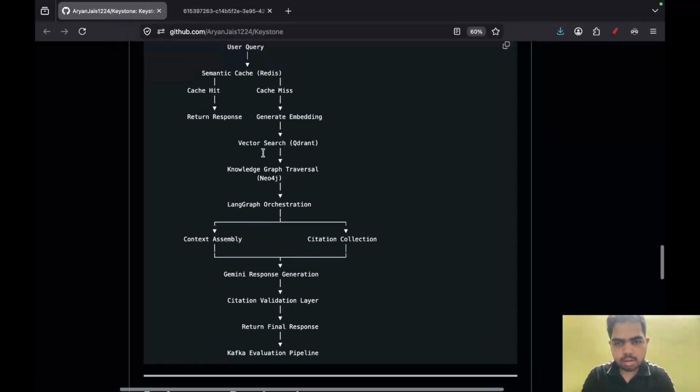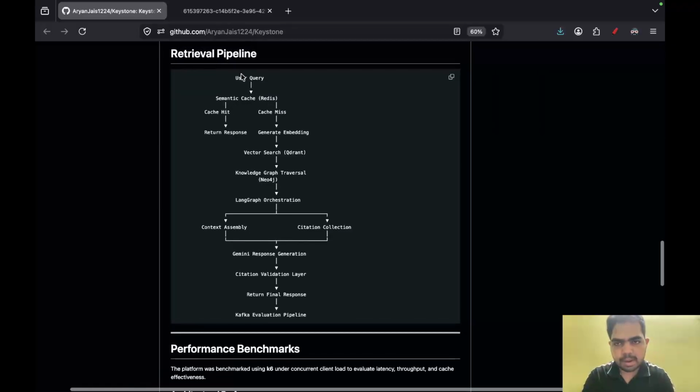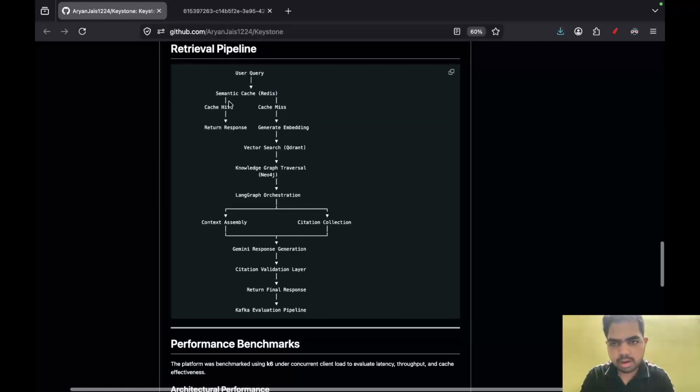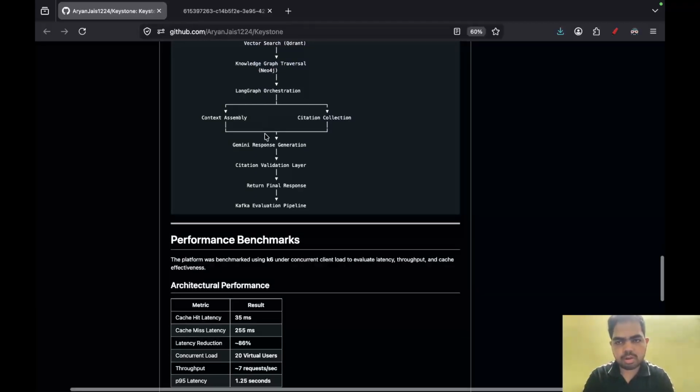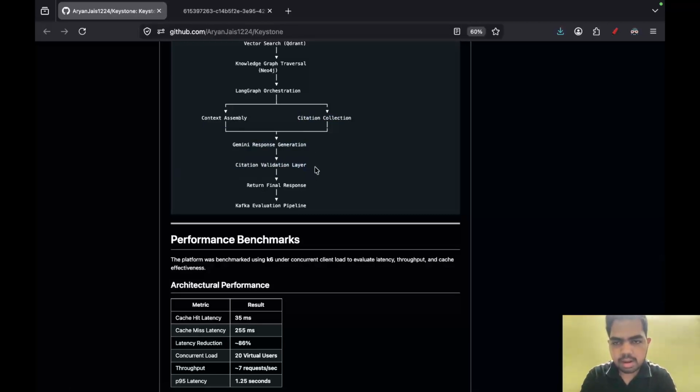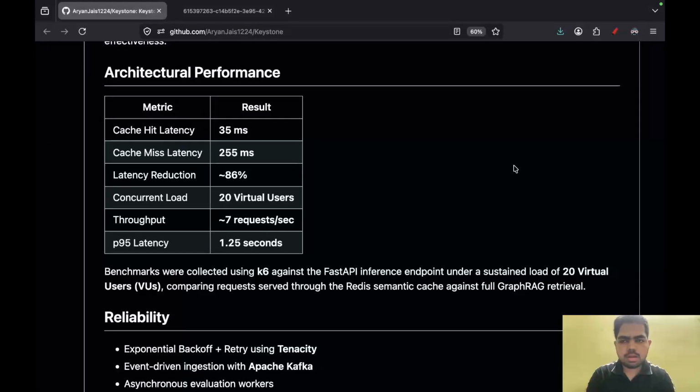This is also the same retrieval pipeline that we just discussed. If there is a cache hit, then it will return that response. If there is a miss, then it goes to graph traversal, vector search, and then LangGraph orchestration for context assembly and citation collection, then Gemini response generation, and then citation validation, and it returns the final response.